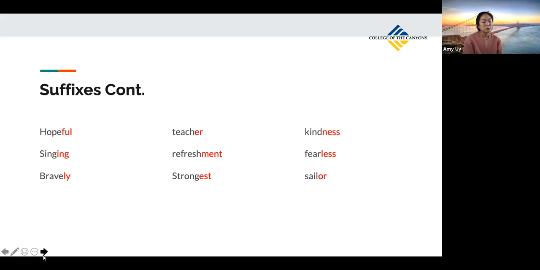Ful in hopeful, F-U-L, right? Ing, I-N-G in singing. L-Y, ly in bravely. E-R, er in teacher. M-E-N-T, ment in refreshment. E-S-T, est in strongest. N-E-S-S, ness in kindness. And then L-E-S-S, less in fearless. And then we have O-R, or in sailor.